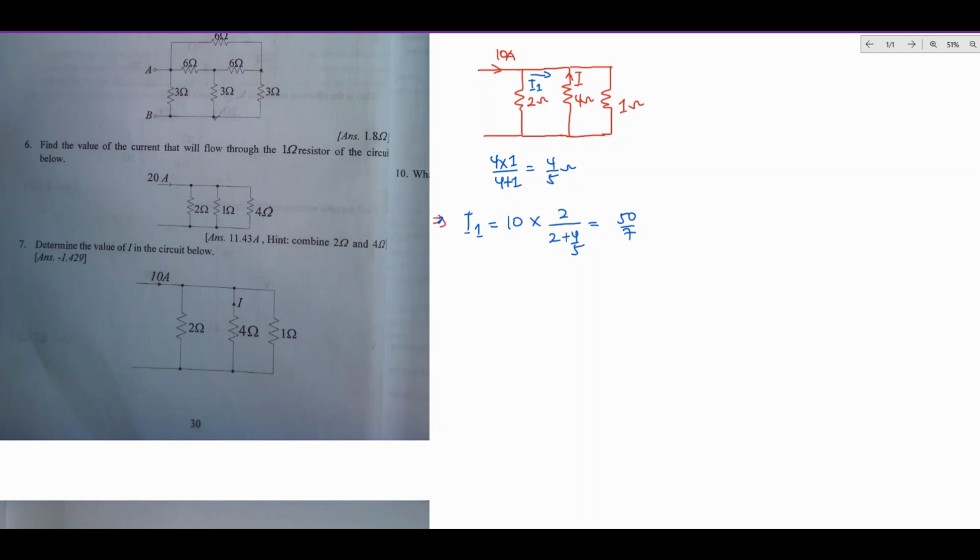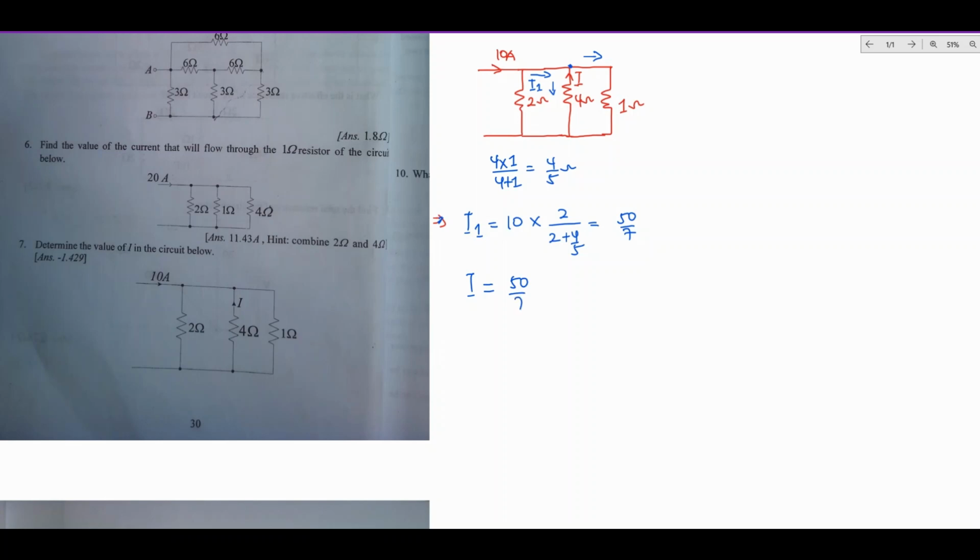Okay, and then we know that when this current gets to this node, it's going to split into two, right? But looking at the direction that has been chosen for I, it is moving towards the junction, which is opposite to the current that is coming towards that junction. So we will have to negate that value of I. So let's go ahead and find I.